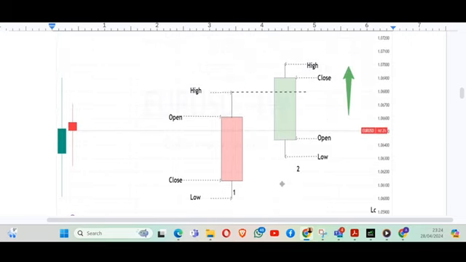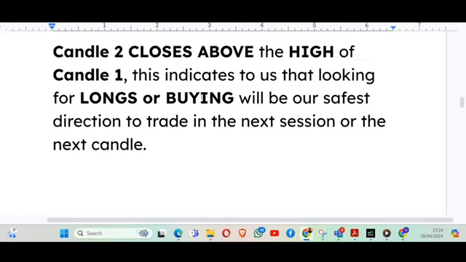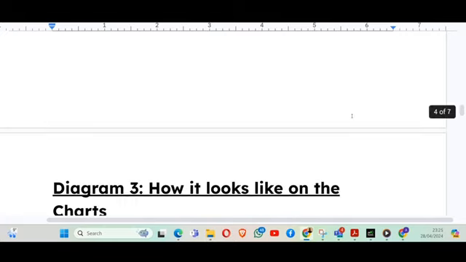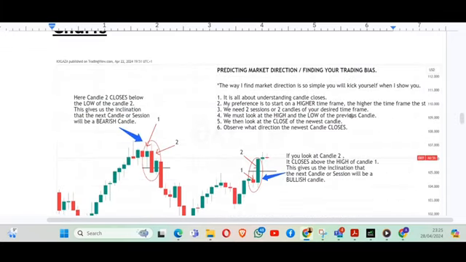So we can see that candle 2 closes above the high of candle 1, and that simply tells us that we should be looking for longs or buying in our next session. It's telling us that we have a higher probability of success if we look for buying in the next session, in the next candle. So there's another way it looks on the charts that I explained to you.